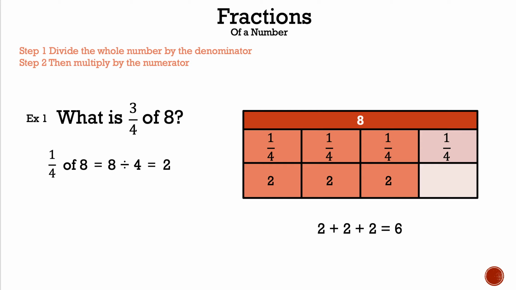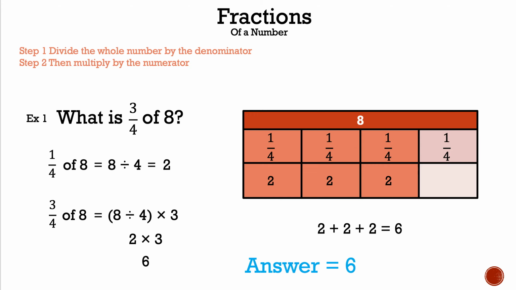Now let's show you how to do it in a more mathematical way. So we write down 3/4 of 8, and we start out the same way as 1/4 of 8, but in this case we have 8 divided by 4 times the 3. Now we do 8 divided by 4, which is step 1, and that gives us 2, and now we multiply it by 3, which is step 2, and we get 2 times 3, which is 6. 2 different ways, so our answer is 6.